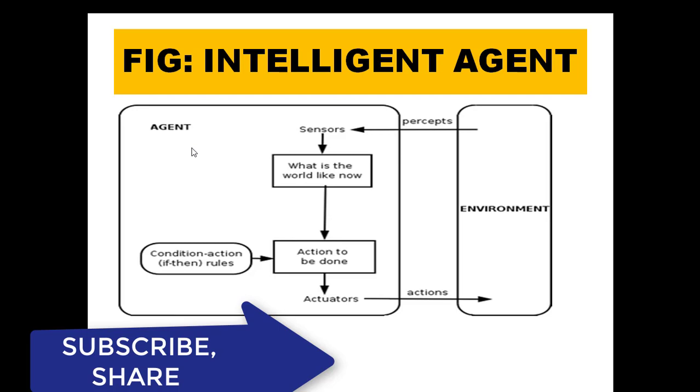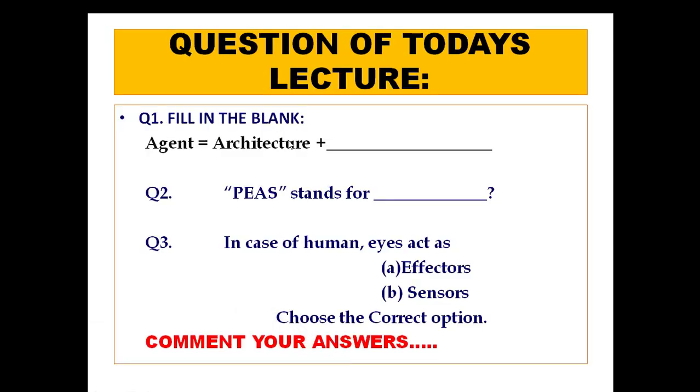Now coming to today's questions, and these questions are very important. I hope you will comment the answers. So today's first question is fill in the blank: Agent is equal to architecture plus this. So you need to fill this blank. Okay. Next question: PEAS stands for, fill in the blank. Then the third question: in case of humans, do eyes act as effectors or sensors? You need to choose the correct option. So I hope you can solve this problem.